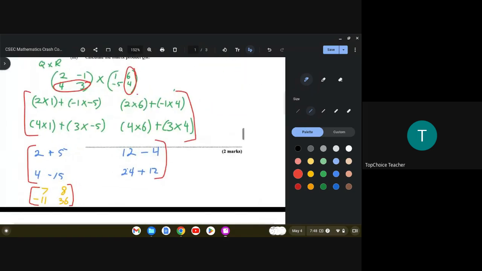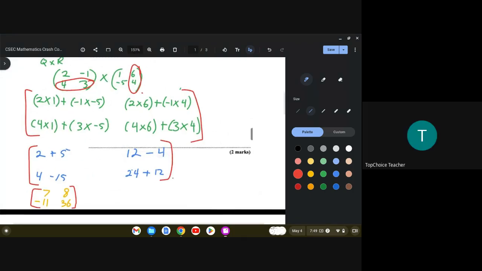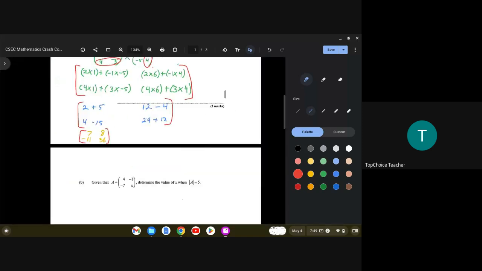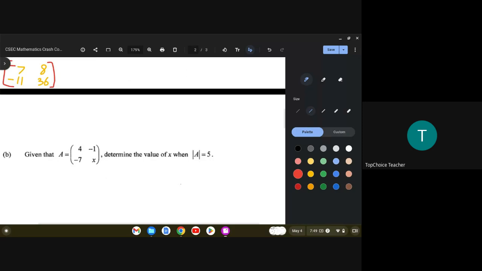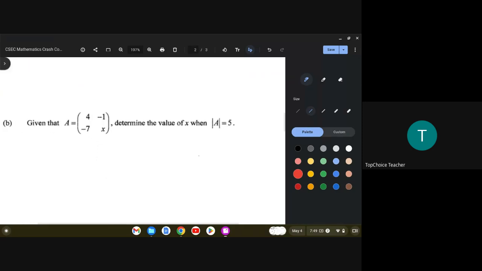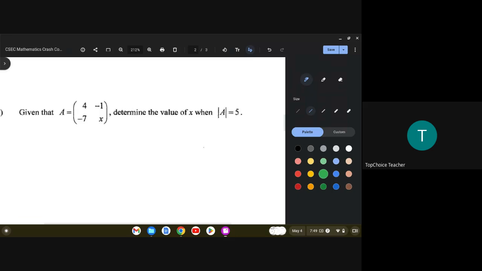I'm sorry, I didn't get to teach matrices to you all as a whole topic. That is the answer for this question. And we have one more matrices thing to do before we finish with the matrices portion of the question. This is an algebra type question, but it is very easy. Given that A is equal to this matrix, determine the value of x when the determinant of A equals 5.